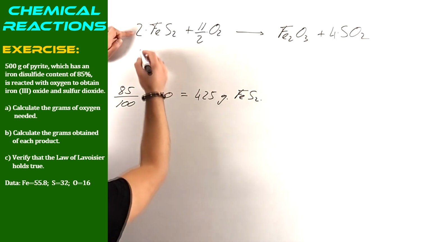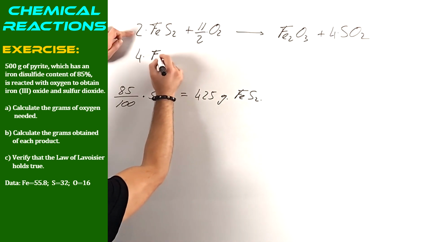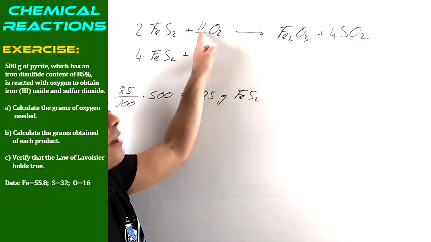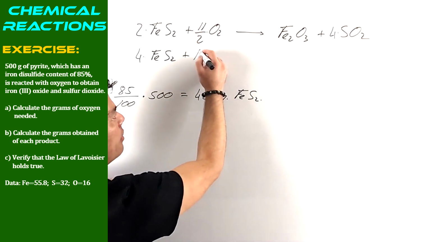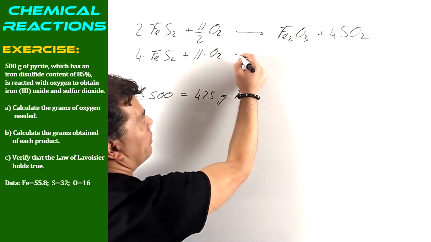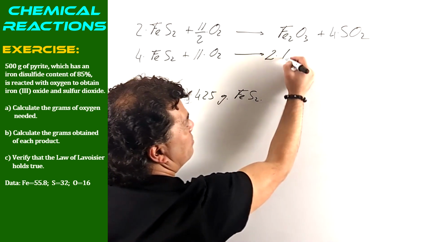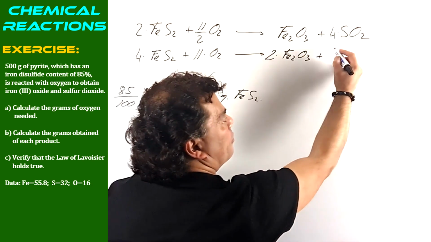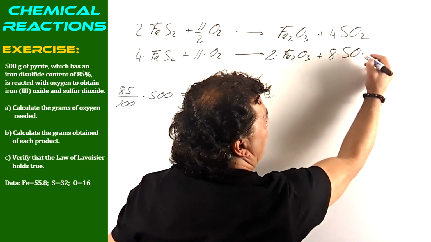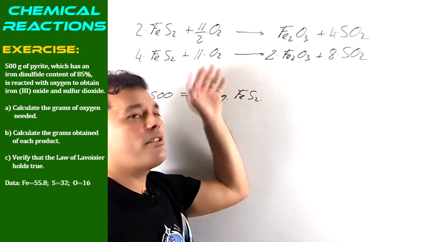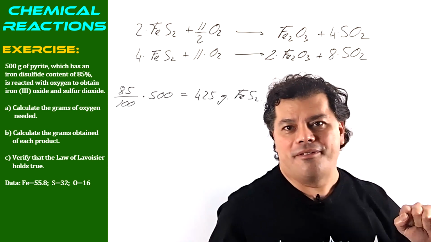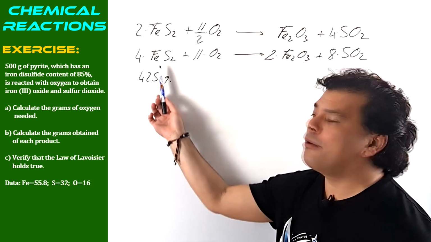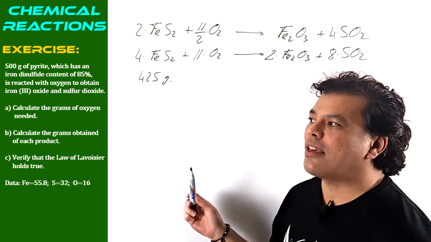And 2 times 2 is 4 iron disulfide, plus 2 times 11 halves is 11 oxygen atoms. 2 times 1 is 2 iron 3 oxide, and 2 times 4 is 8 sulfur dioxide. And this is the reaction we are working with. Don't forget that a few minutes ago we obtained 425 grams of iron disulfide, so section A says calculate the grams of oxygen needed.